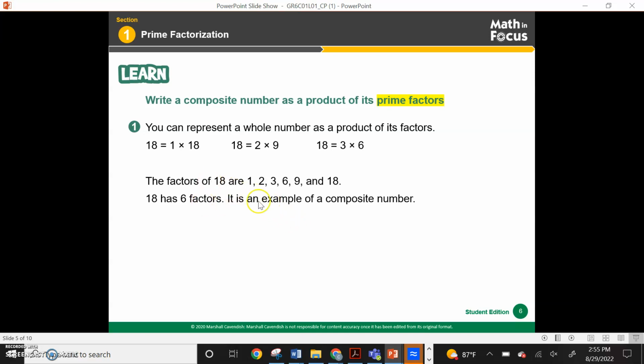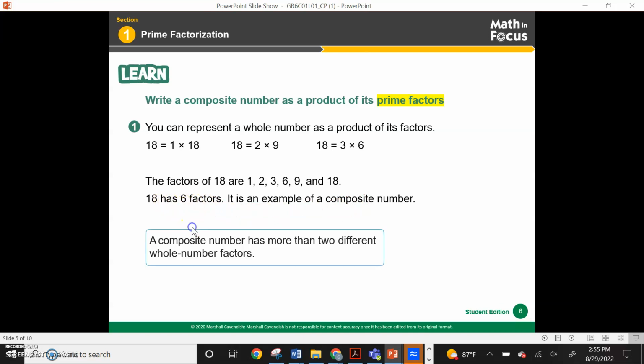So we know it's a composite number because it has more factors than just one and itself. It's important to understand a composite number has more than 2 different whole number factors. That's a key way to remember whether a number is composite or prime.